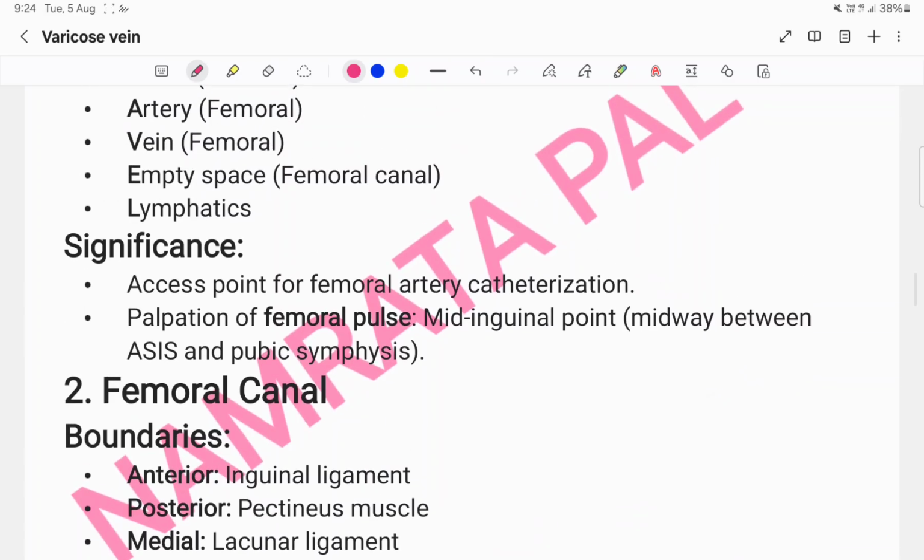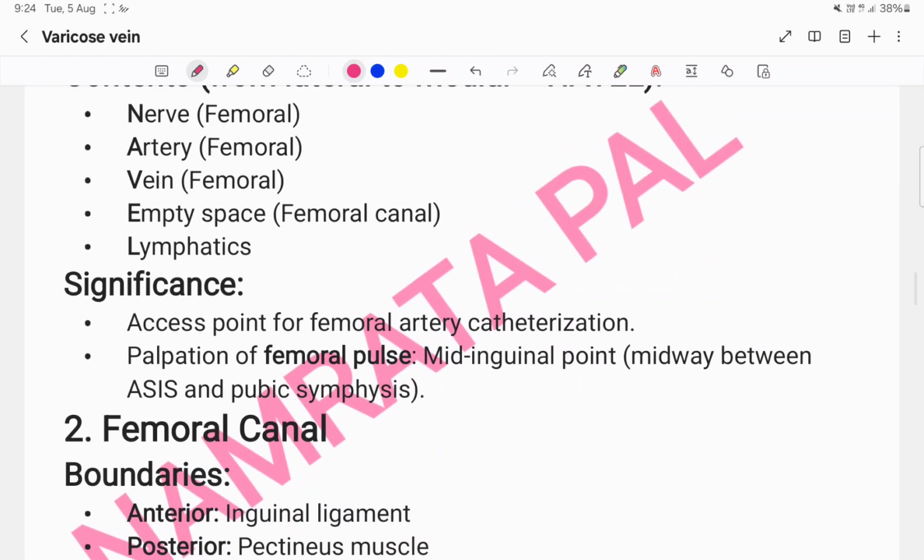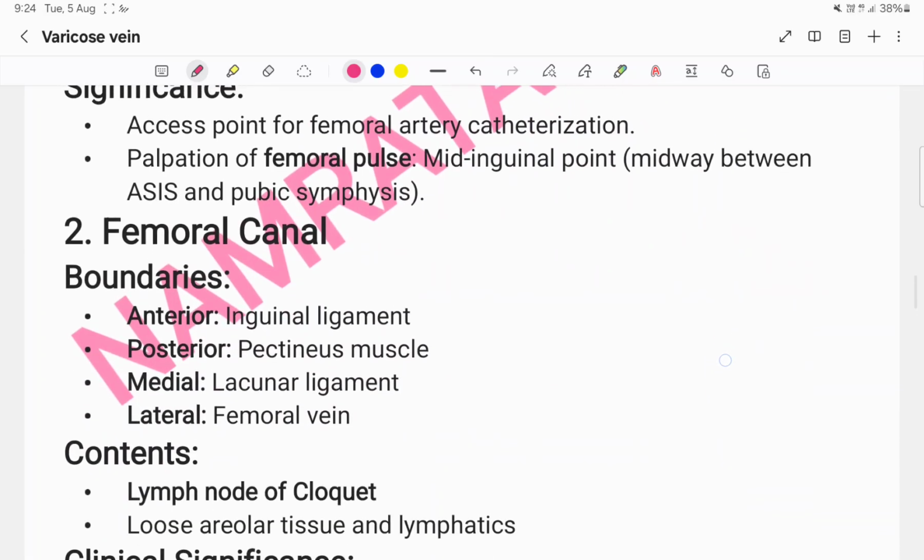And the names of the artery and vein are as such: femoral artery, femoral vein. Next is the femoral canal, and next to it is the lymphatics. The femoral sheath contains the femoral nerve.